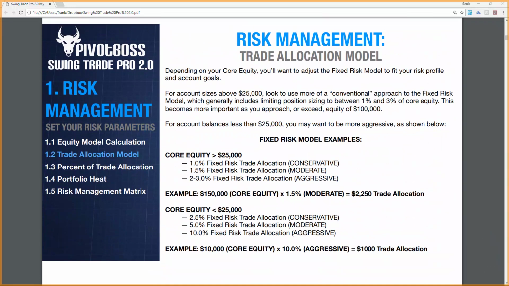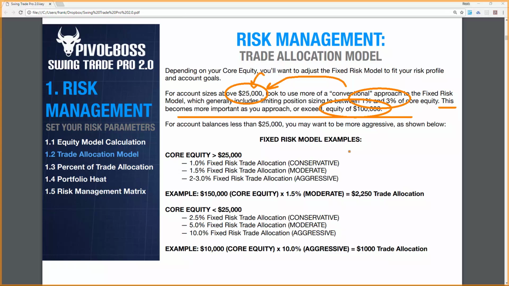Alright, so if we go down here, what you'll see now, depending on your core equity, you'll want to adjust the fixed risk model to fit your risk profile and account goals. For account sizes above 25K, look to use more of a conventional approach to the fixed risk model, which generally includes limiting position size to between 1 and 3% of core equity. Now, this becomes more important as you approach or exceed equity of 100K. So if you have accounts that are 6 figures, then you certainly want to really stick to this approach.